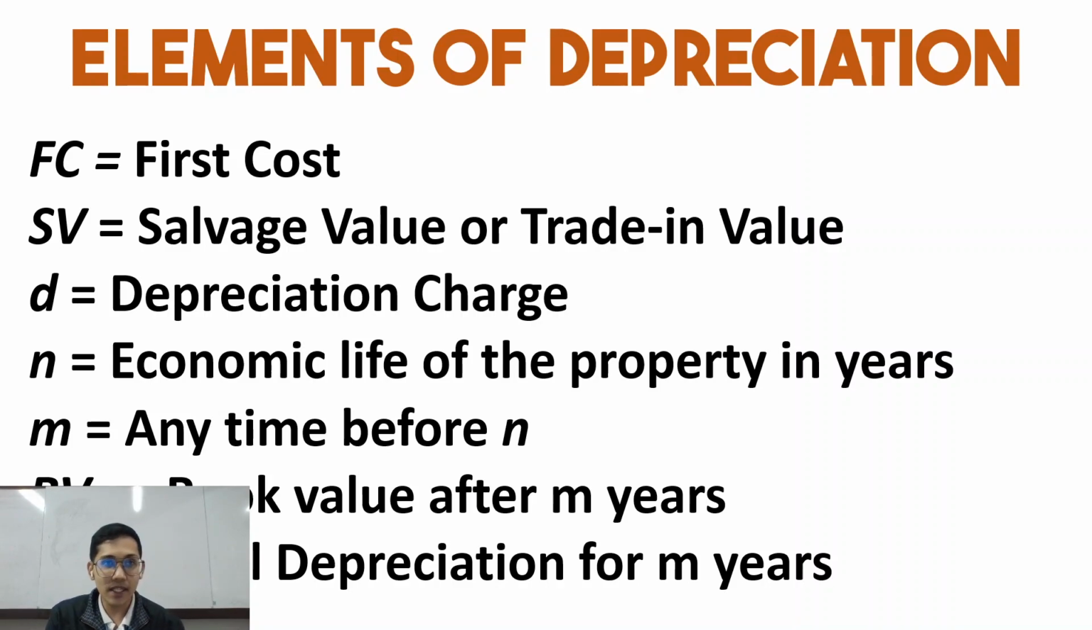Okay. Next, we have the small d, or what we call the depreciation charge, or ito yung depreciation natin. We have N, economic life, in years. M, anytime before N. BVM, book value after M years natin. Okay, so huwag kayo malilito ha. DM is the total depreciation for M years natin. Okay, so tandaan nyo yan kasi pwede siyang lumabas sa exam natin. May identification, pwede rin multiple choice, depende sa mangyayari. Okay ha?